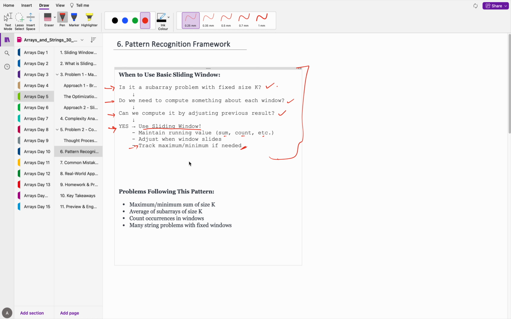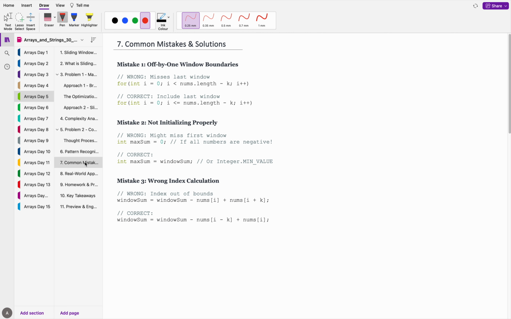Okay. Now, problems following this pattern. Which problems usually come with this pattern? Maximum, minimum sum of size k. K is a window size. Okay. Then average of subarrays of size k, we solved this too. Count occurrences, we just solved. Many string problems with fixed windows also come. You will see it in strings. Okay.